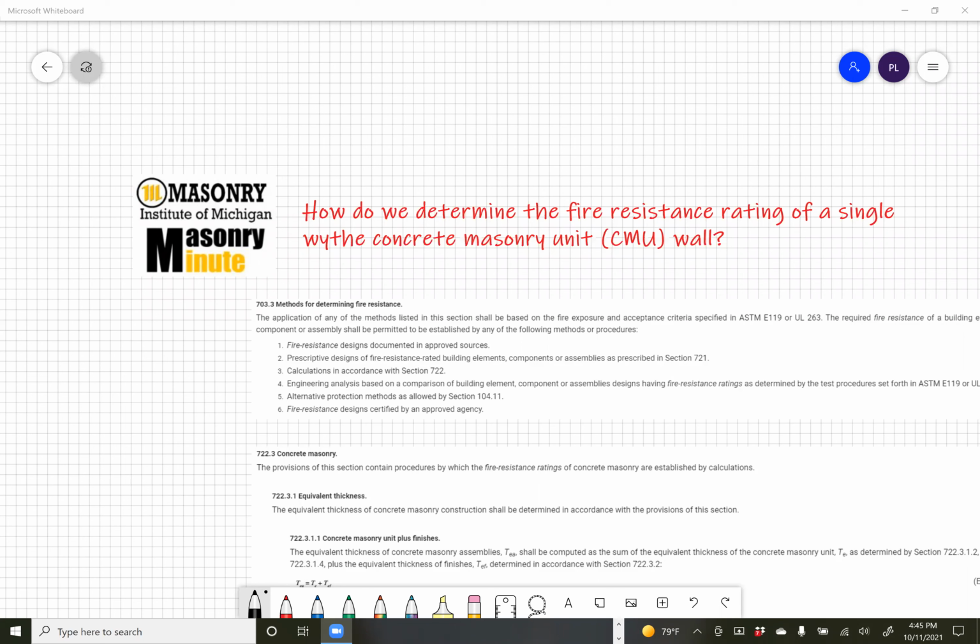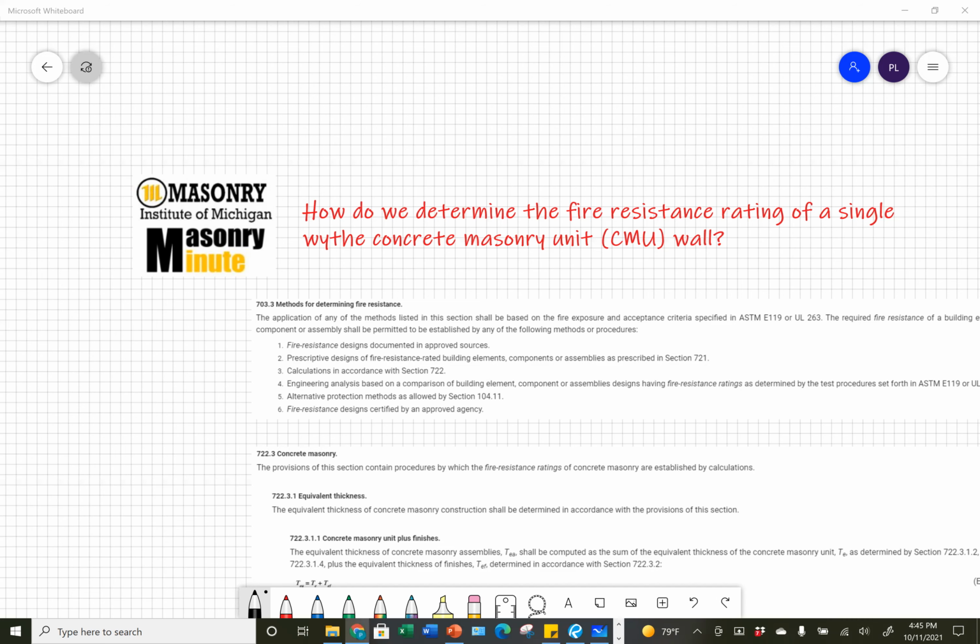Today we will be discussing how we determine the fire resistance rating of a single Wythe concrete masonry unit wall. In future Masonry Minute episodes, we will cover clay masonry unit walls as well as composite walls that might have a masonry backup and a veneer.